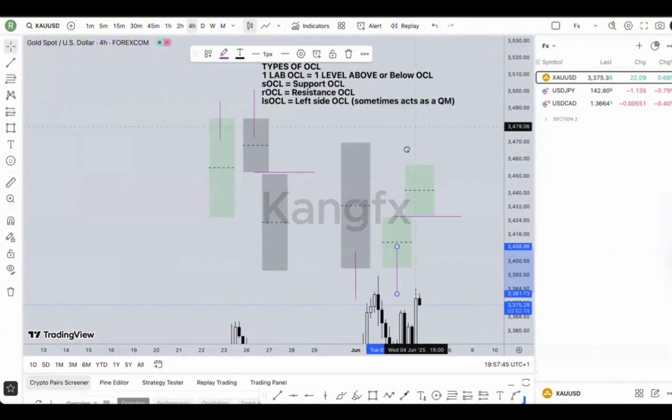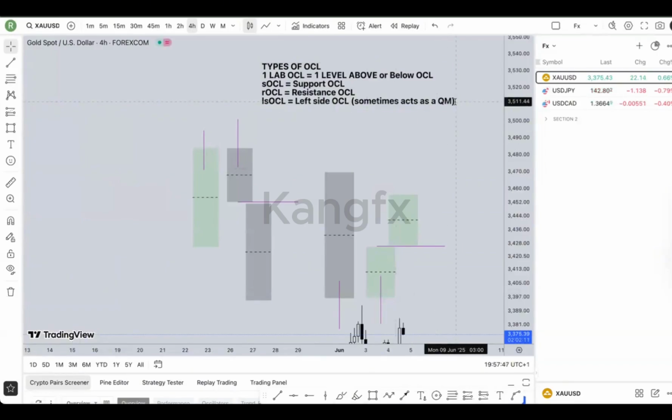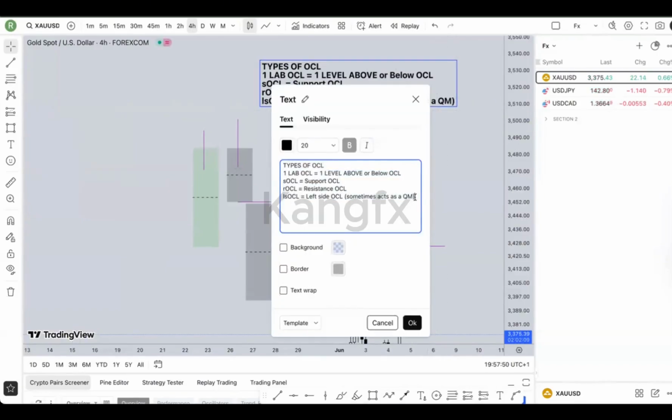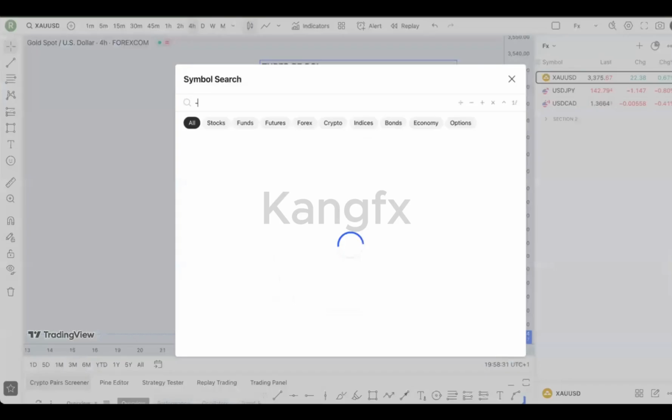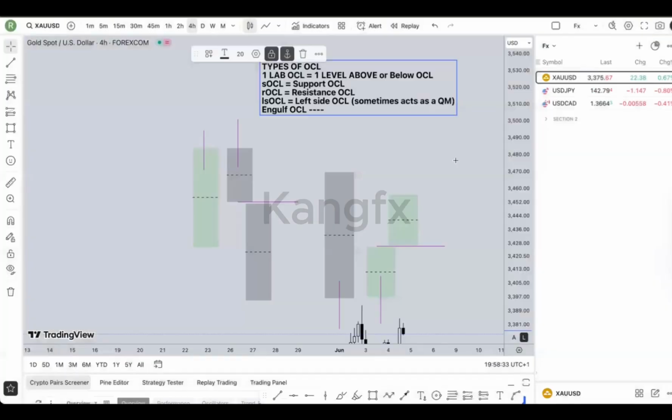Now, some people that watched some videos on YouTube might have come across something called engulfed OCL. I don't use engulf OCL based on my backtesting. They don't work. You've come across something called engulfed OCL, something like this. I don't trade it. You won't see me trade engulf OCL because they are not based on the way I trade the advanced MSNR.